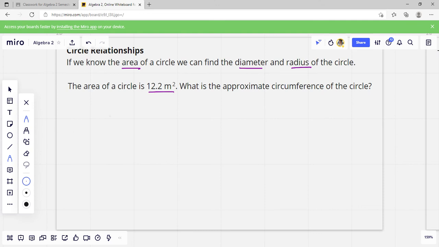Alright, so we know the formula for area of a circle is area equals pi r squared. So we're just going to fill in our 12.2 where our A is, because that's our area, equals pi r squared. Okay, so what we need to do is divide by pi on both sides, right? Then we would know that 12.2 divided by 3.14, like that.